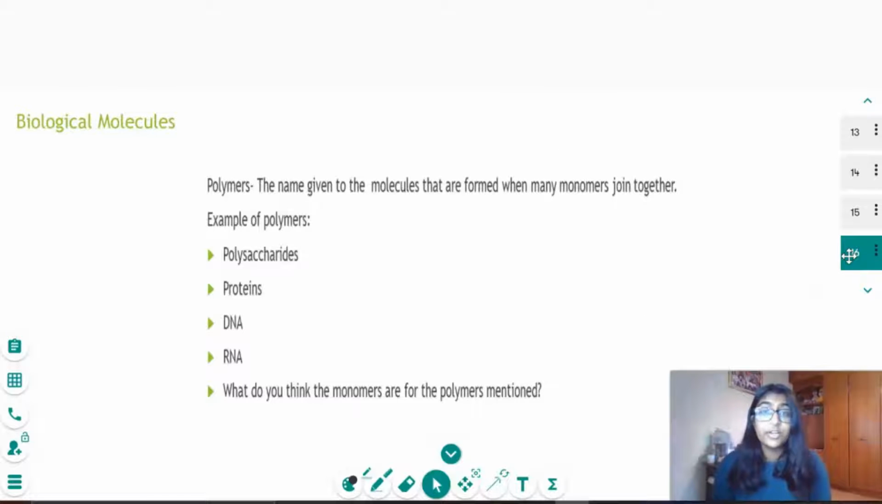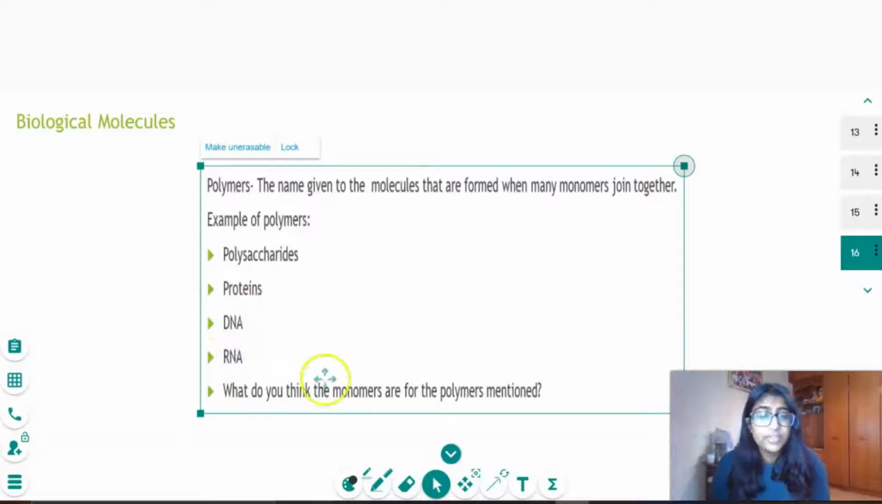Now let's move on and look at polymers. So this is the name given to the molecules that are formed when many monomers are joined together. So here are the examples of polymers. So we've got the polysaccharides, which will be the many monosaccharides added together. Then we have proteins, which we discussed before and how important they are. Then we've got DNA and RNA.